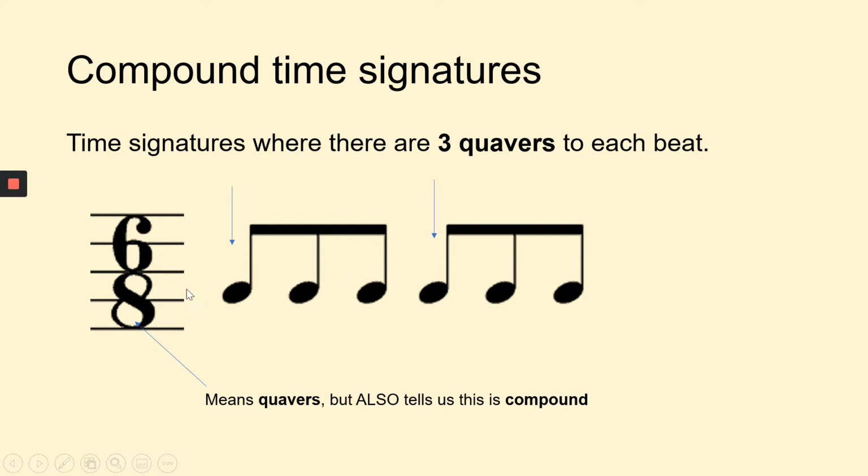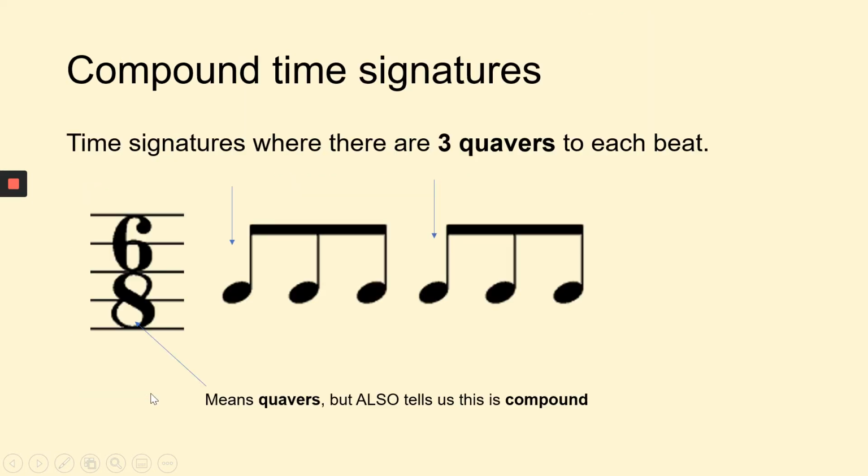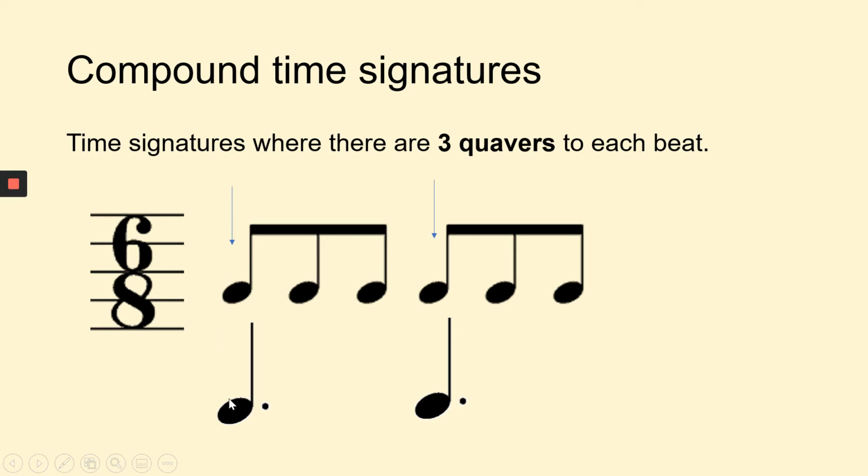So the question is, if we have a beat every 3 quavers, what note has the beat? In other words, thinking back to our earlier introduction, which note is between a crotchet and a minim? Well, the answer is a dotted crotchet. So the dotted crotchet has the beat in compound time signatures, because a dotted crotchet lasts for 3 quavers.